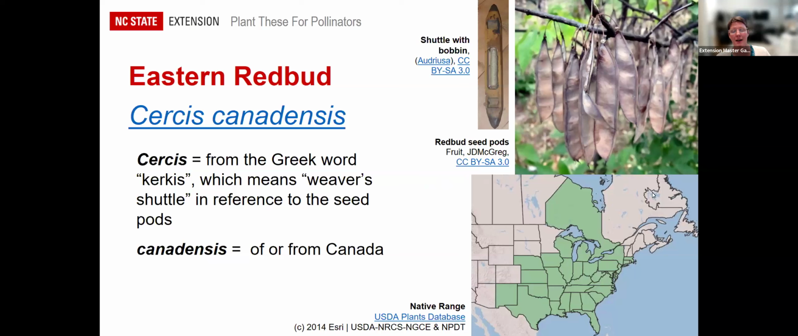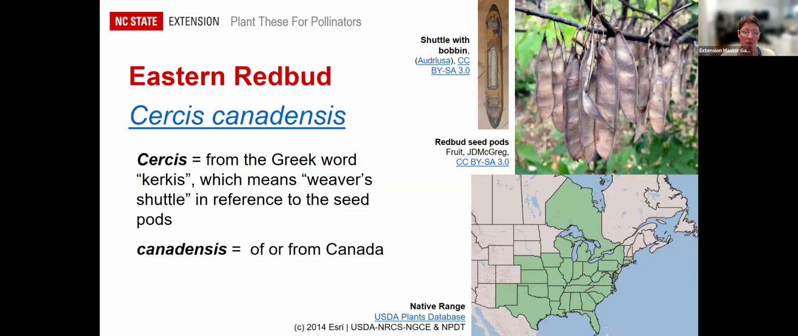And I was so inspired, Mike, by your and Matt's talk. While you were talking, I went and looked up the meaning of our plant feature for this month. Eastern redbud is our Plant These for Pollinators selection for February moving into March. The scientific name is Cercis canadensis. I had an inkling canadensis might reference Canada, but I had no idea what Cercis might mean.